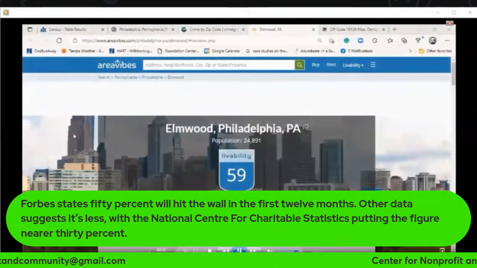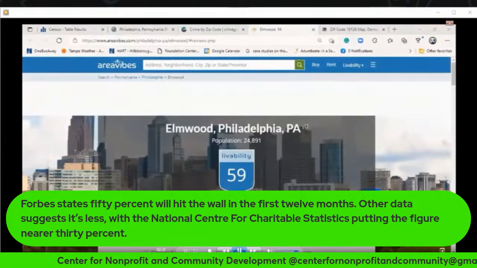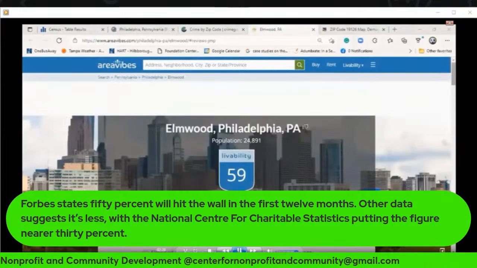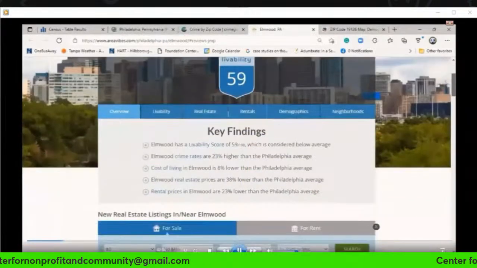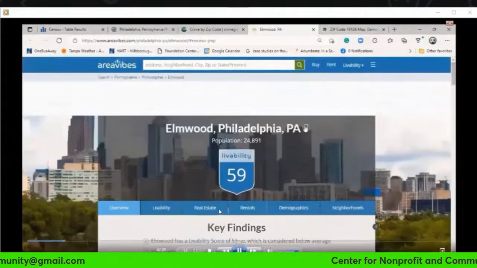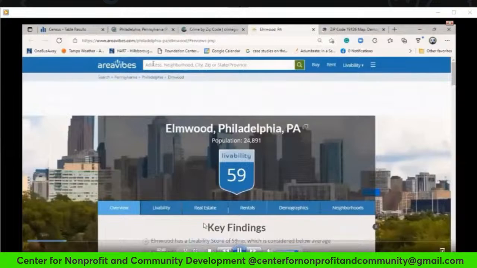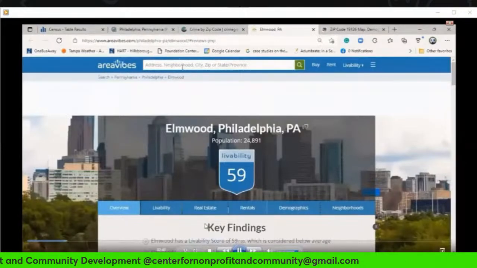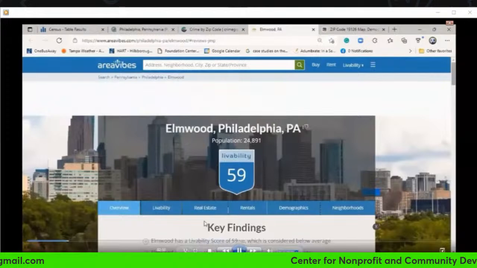The first site I want to share with you is called Area Vibes. So let's look at what kind of data we can get from this particular site, and then we're going to visit some other sites. For example, what we did here was to put in a particular community. And notice here, when you go to this box, you can put in an address, a neighborhood, a city, a zip code, etc. So we decided to use this particular community in Philadelphia.